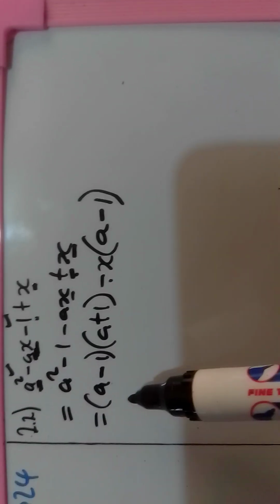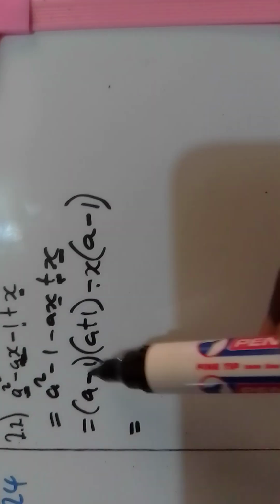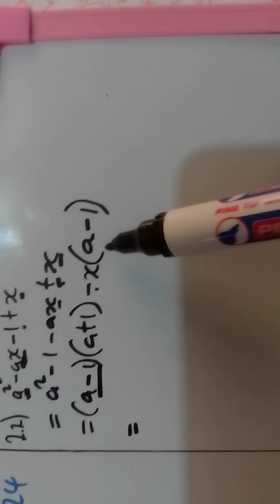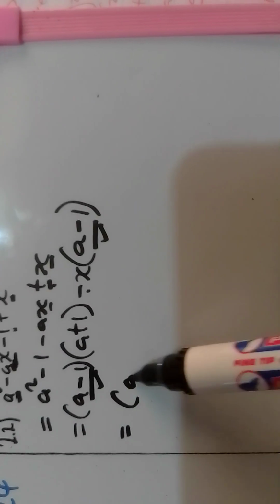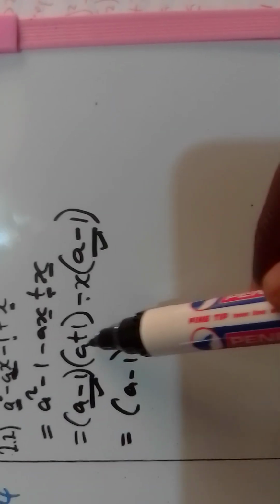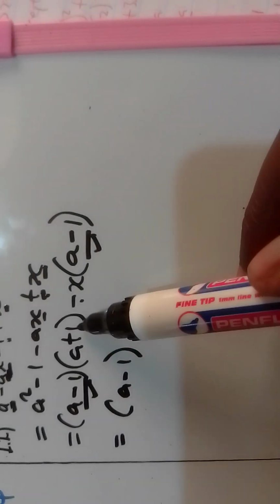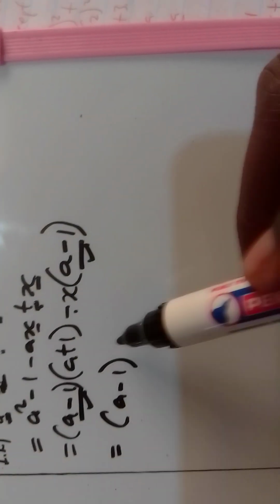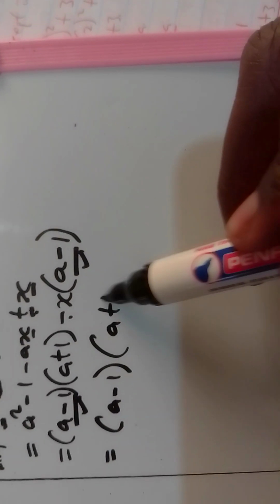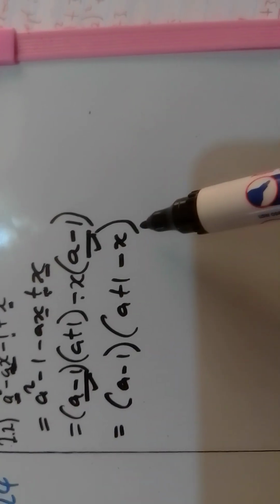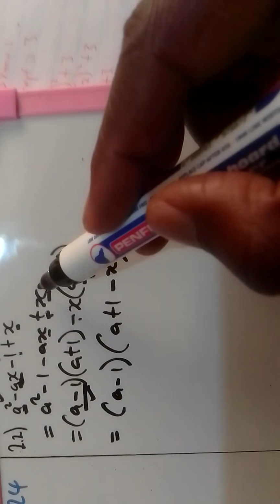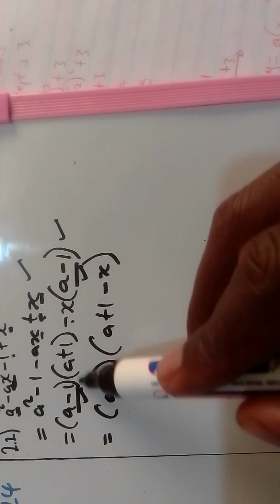Now, on the next step, we observe here we've got a minus 1, we've got a minus 1 there. These are common factors. So we start by writing a minus 1 here. Now we are left with 1 plus a plus 1 minus x. So we now write it like this: a plus 1 minus x. This is our final answer. And this question had how many marks? 3 marks. So we get our 3 marks, 1 for rearranging, 1 for factorizing, and the last one for that.